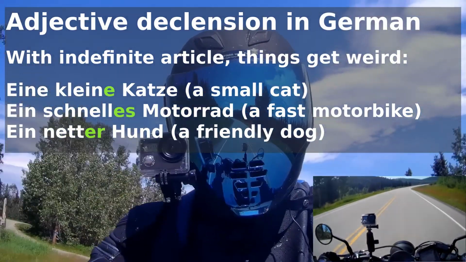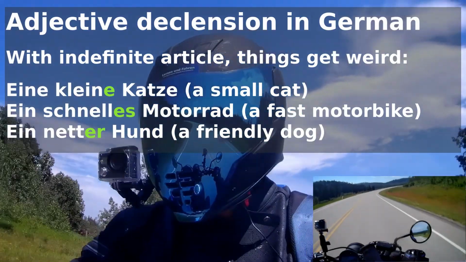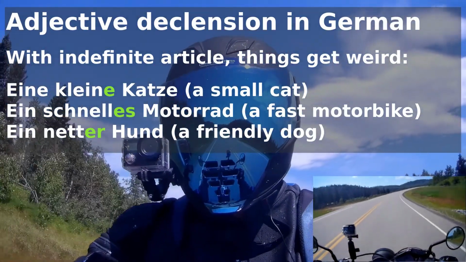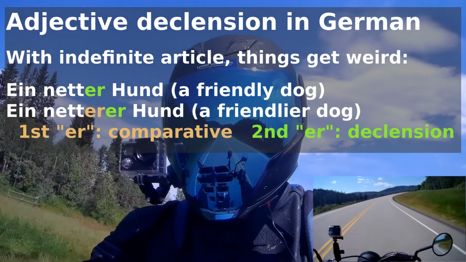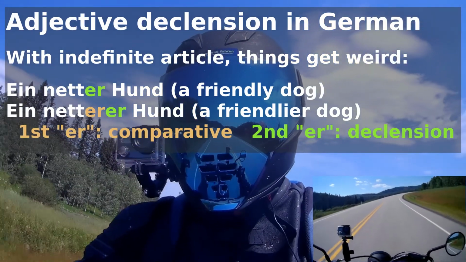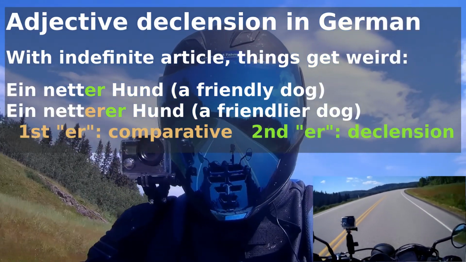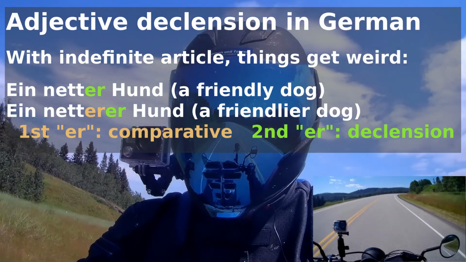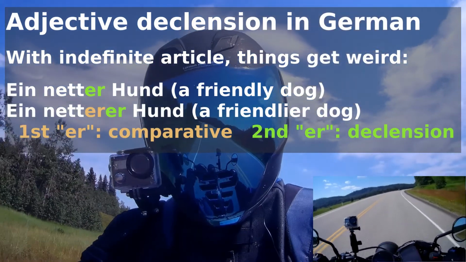But it isn't. It's not the comparative word ending. It's the declension word ending for grammatically masculine singular nominative. This gets kind of ugly. If you want to say a nicer dog, it's actually ein netterer Hund. There's two ERs there. The first ER is the comparative. It means more. The second ER is the declension word ending for that adjective.